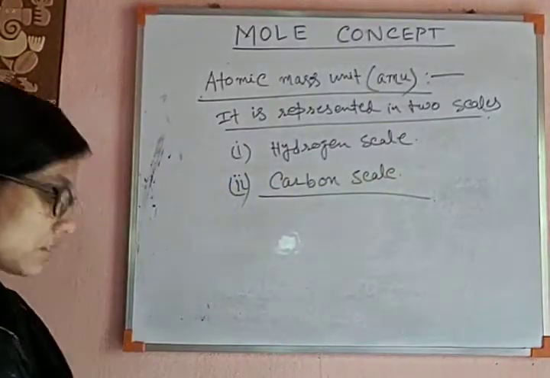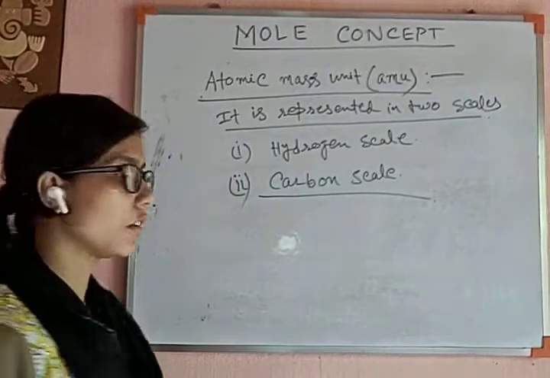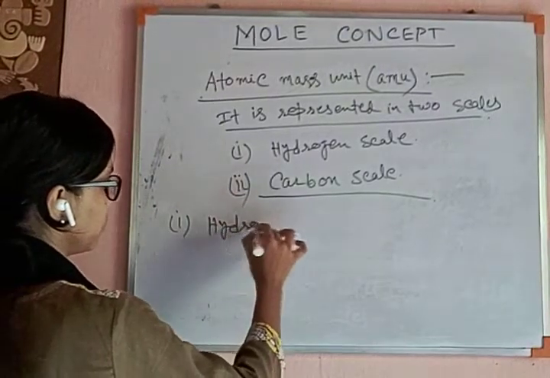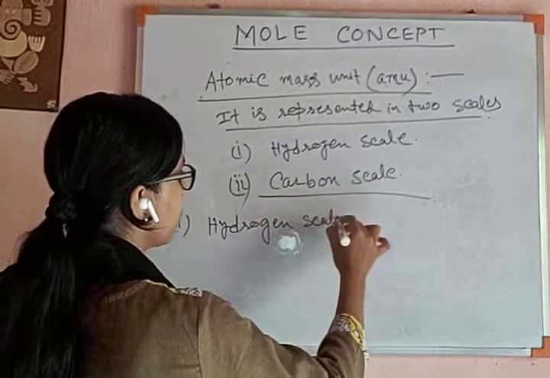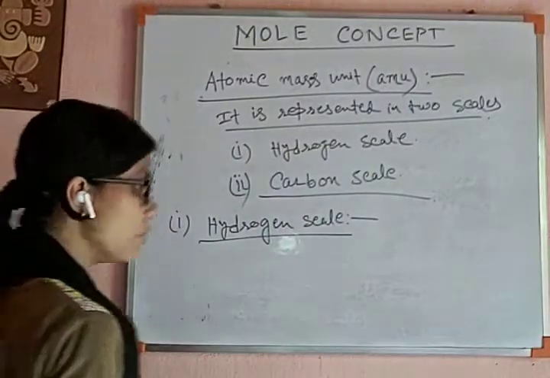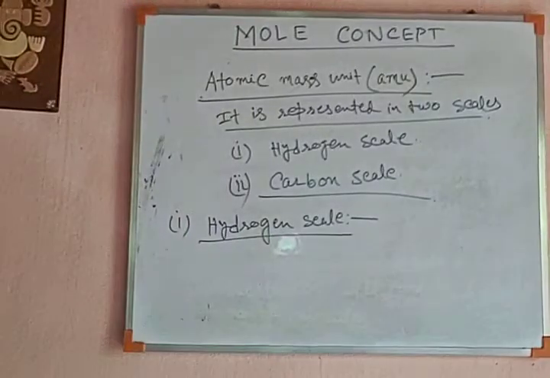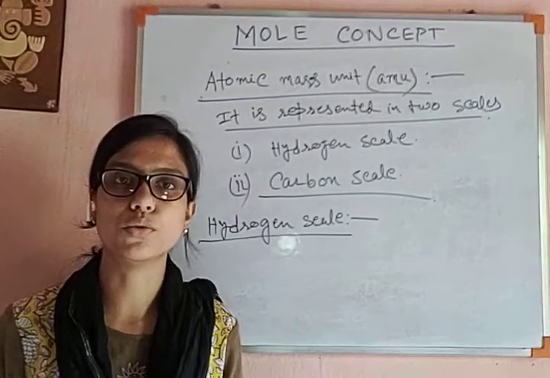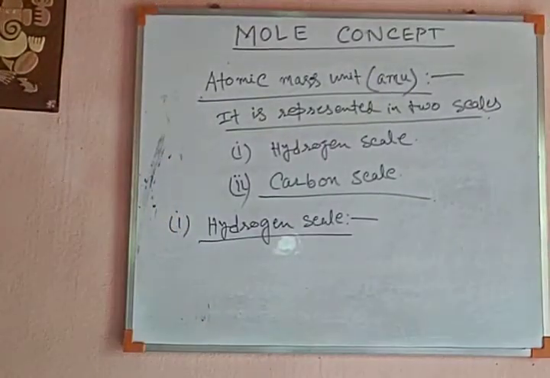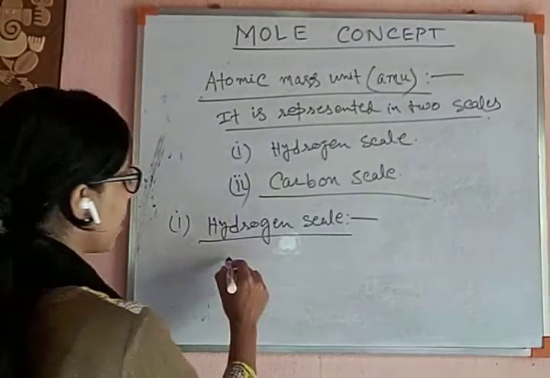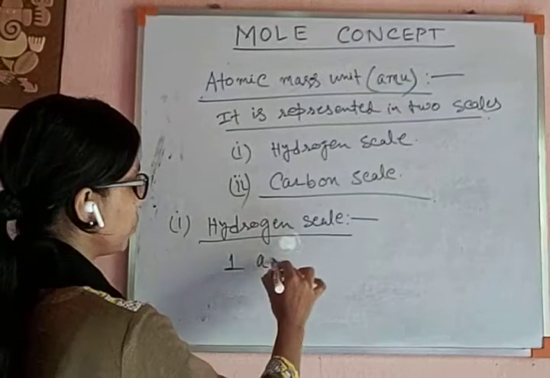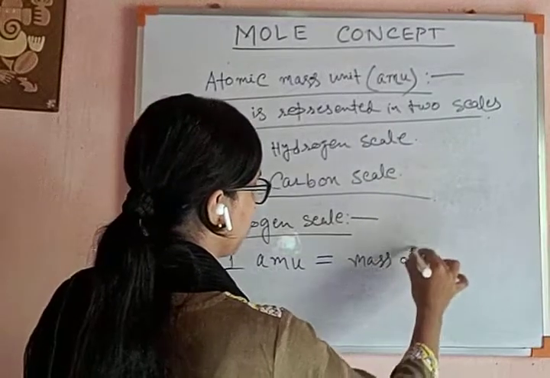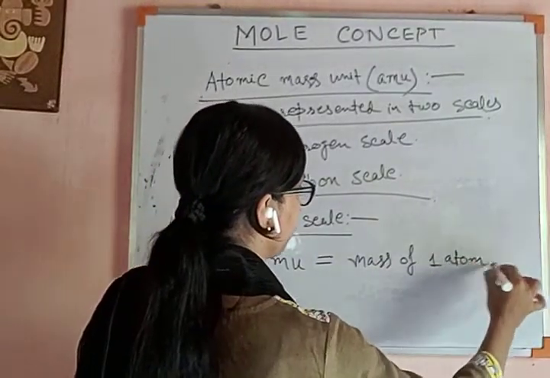So how do we get the atomic mass unit from the hydrogen scale? According to the hydrogen scale, it is given that one atomic mass unit is equal to the mass of one atom of hydrogen. I am writing the atomic mass unit in short, AMU: one AMU is equal to the mass of one atom of hydrogen.